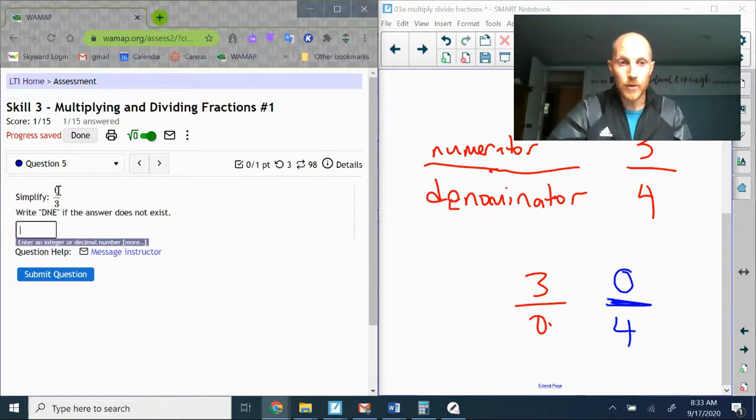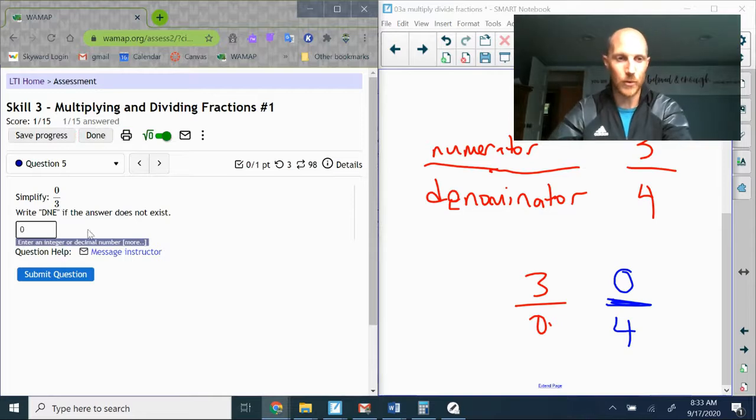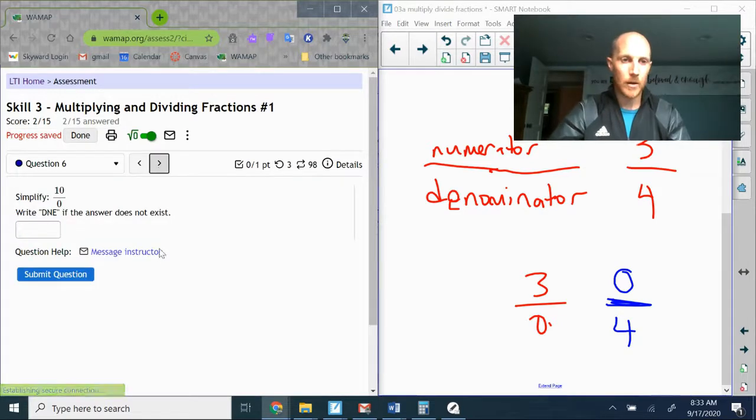Okay, so simplifying 0 thirds. Well, it doesn't matter how big the fraction's value is. If I don't have any of them, it simplifies to 0. So I would just type 0 for this one. Yay! Go to the next problem.